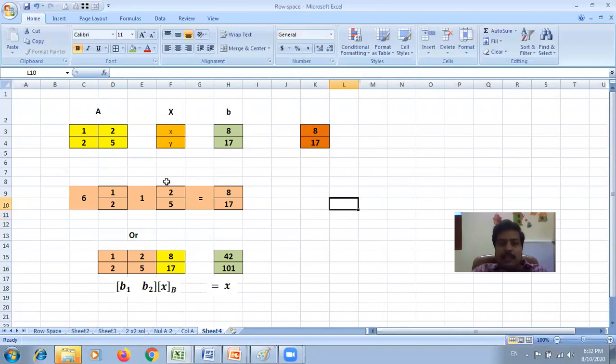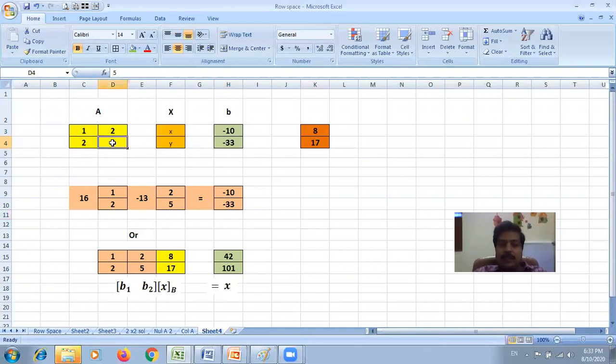So the linear combination of these two will be solvable. For example, if you take 16 and minus 13, you are getting minus 10 and minus 33. This is solvable. This equation, x plus 2y is equal to minus 10, 2x plus 5y is equal to minus 33, is solvable. So the linear combinations of these two vectors will be solvable.